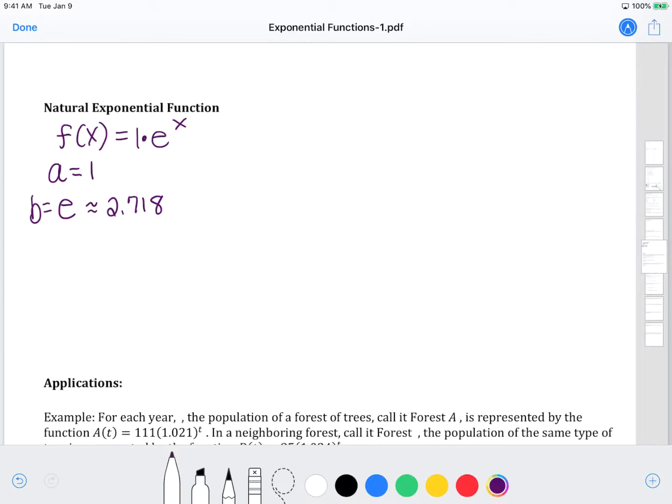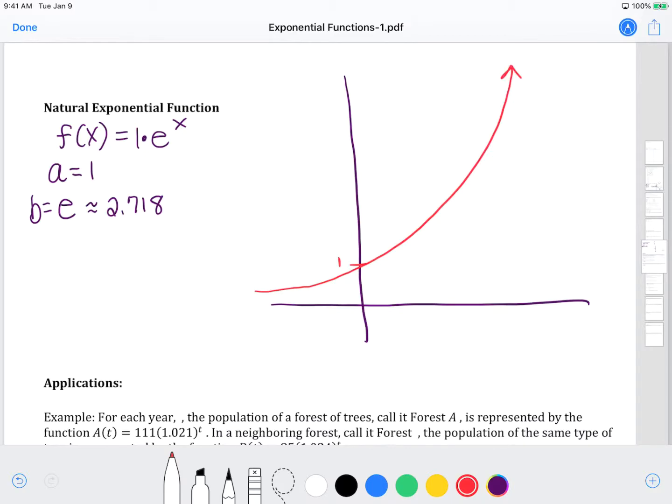Okay, so some things about the natural exponential function. Let's see what this graph looks like. Because it's an exponential function, and my leading coefficient is 1, that's going to be my y-intercept. So it's going to cross at 1. And because e is greater than 1, which is my growth factor, it's going to be an increasing exponential function.